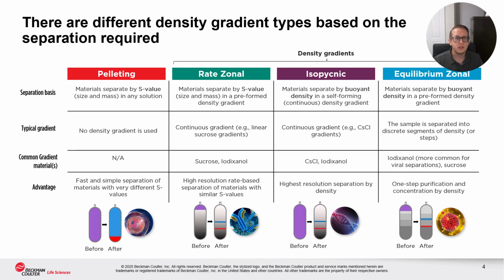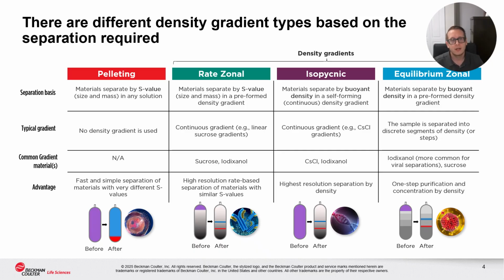The next approach here is called isopycnic, and in this case, separation occurs due to subtle differences in the buoyant densities of the particles, so not their S value. Although linear gradients are also used in this case, the starting point of the separation is quite different from rate zonal, and traditionally it begins with a homogeneous solution of your sample mixed with a gradient forming material. So the gradient here is not formed manually, but rather it only forms once centrifugal force is applied, and this is an equilibrium approach.